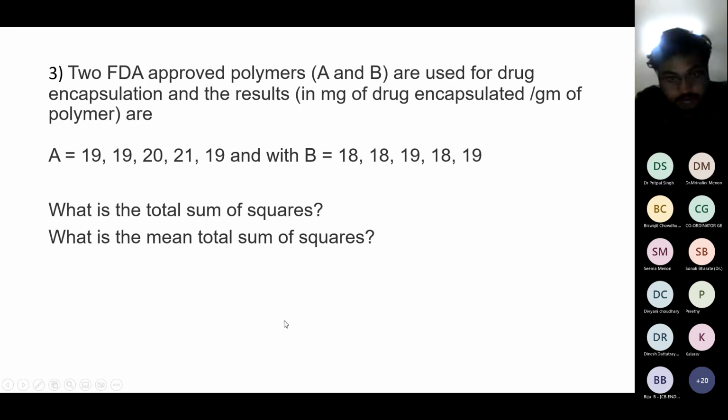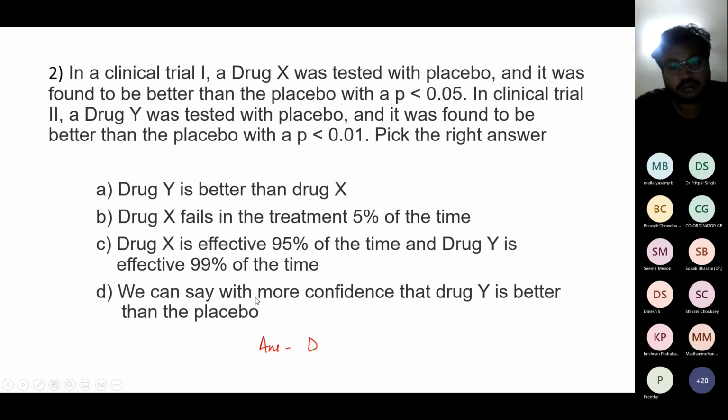Excuse me. What is the second question's answer, sir? The second question answer is D. Since these are two different clinical trials, we cannot directly compare the action of drug X and drug Y. So we cannot make a statement like drug Y is better than drug X. And since we are not given the exact p-values, we cannot make statements B and C either.